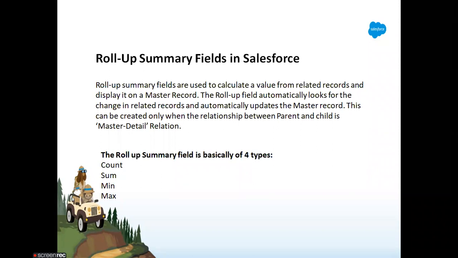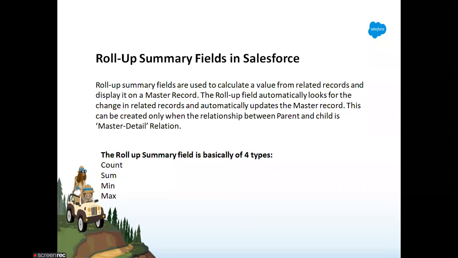In the master record, they are all read-only fields. That means the user need not input the value in the master record. It will automatically calculate and display in the master record. The roll-up fields automatically look for changes in the related records and automatically update in the master record. That means suppose we take one example where we have a relation like students and their fees, right?